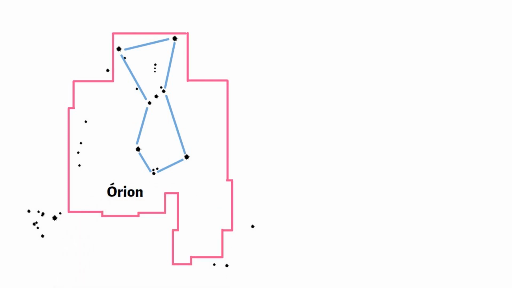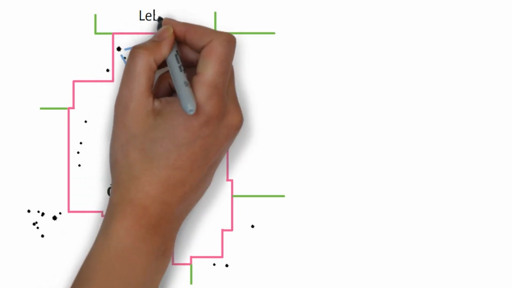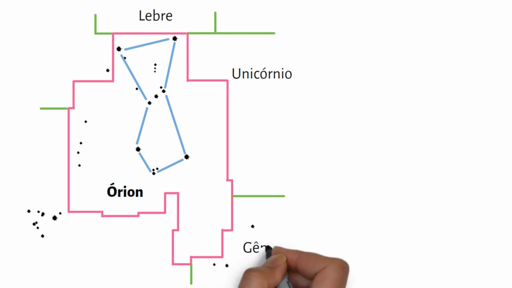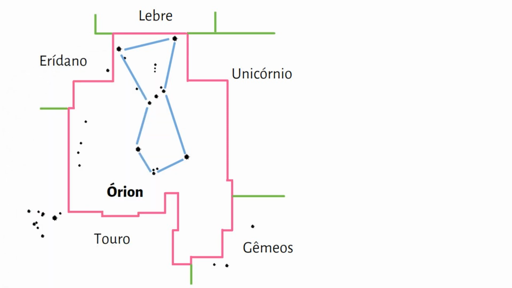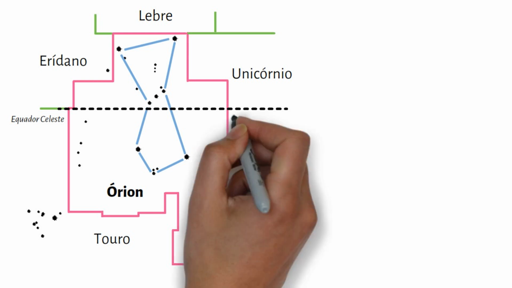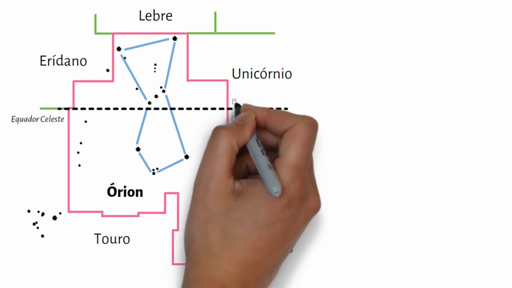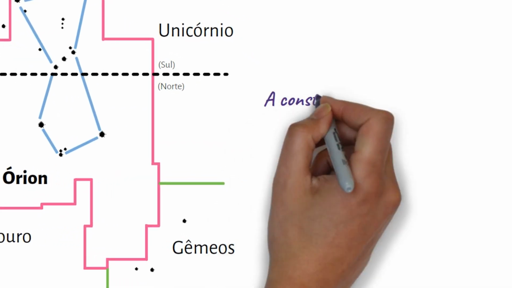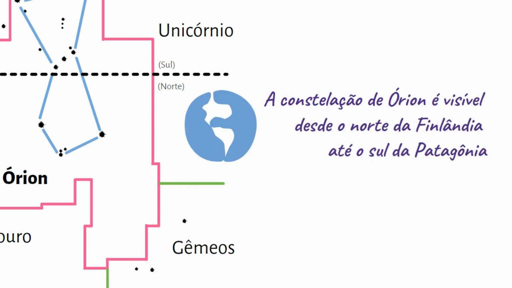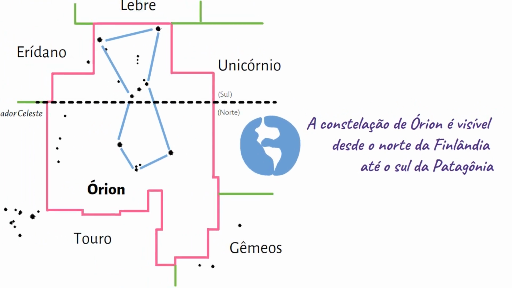And here, the other constellations that border the constellation of Orion: Lepus, to the south, Unicorn, on the east side, Gemini, that same one, of the zodiac signs, Taurus, look at the Hyades, in its horn, and Eridanus, the great river. And here, the celestial equator. It divides the celestial dome in half north and half south, and look how cool, as it is located in the region of the celestial equator, Orion is visible, practically, in all corners of the planet.